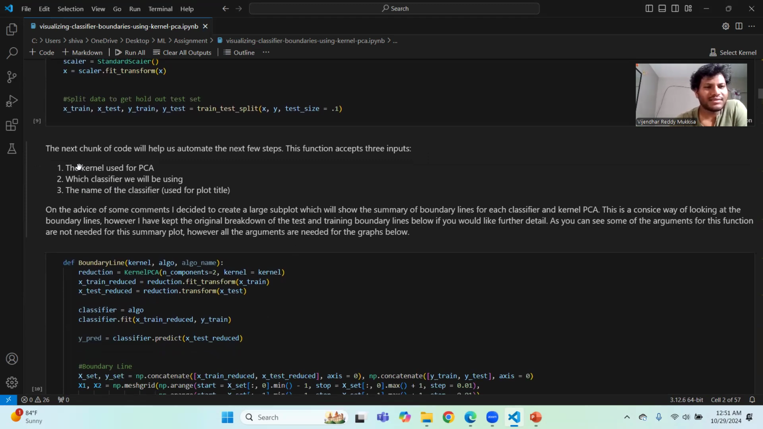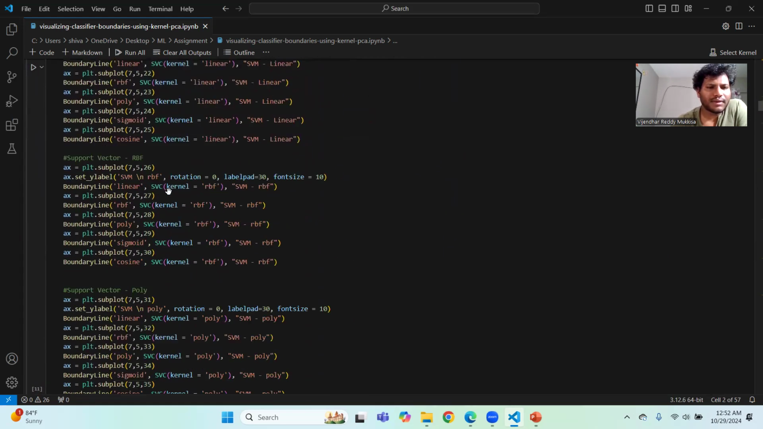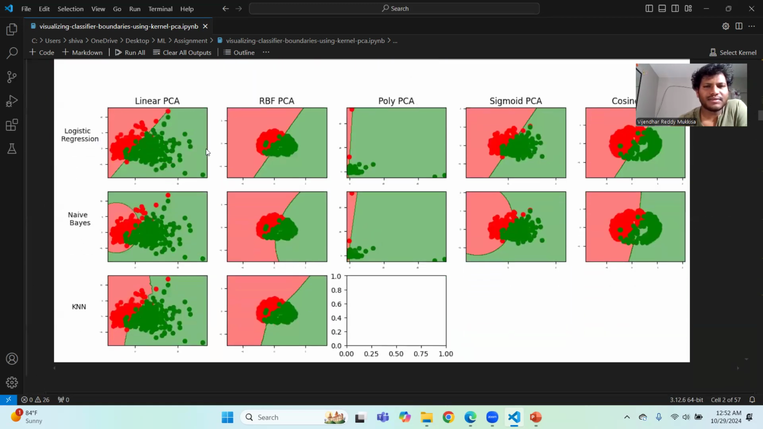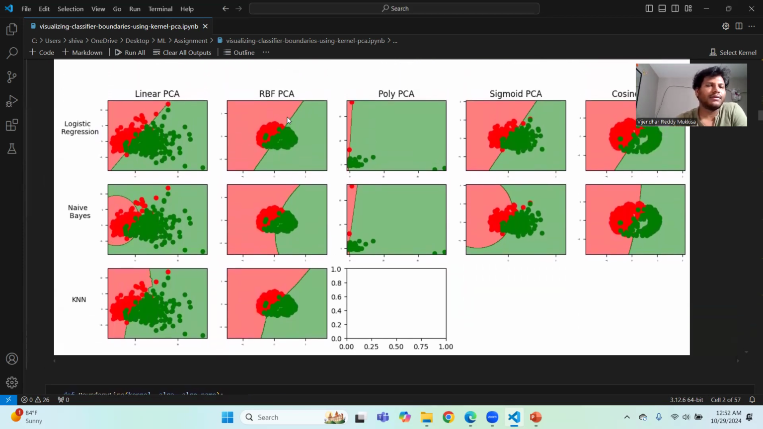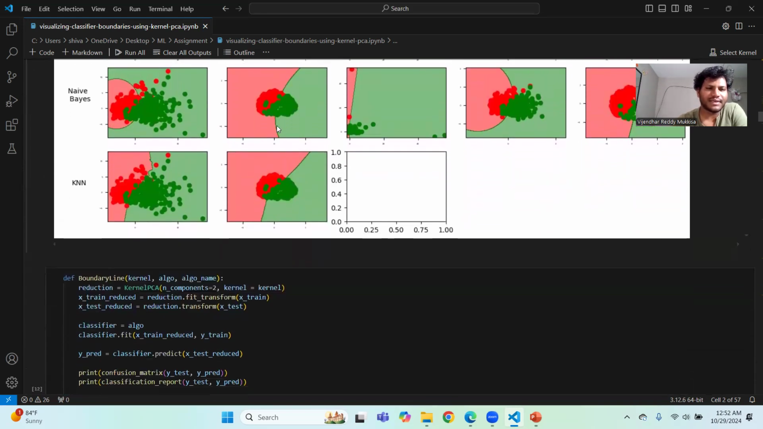In the case study, these three are the focus. These accept three inputs, and if we move down, there is a warning. But these are the linear PCA, RBF PCA and poly PCA graphs that are validated using the code with classifiers and kernel PCAs.